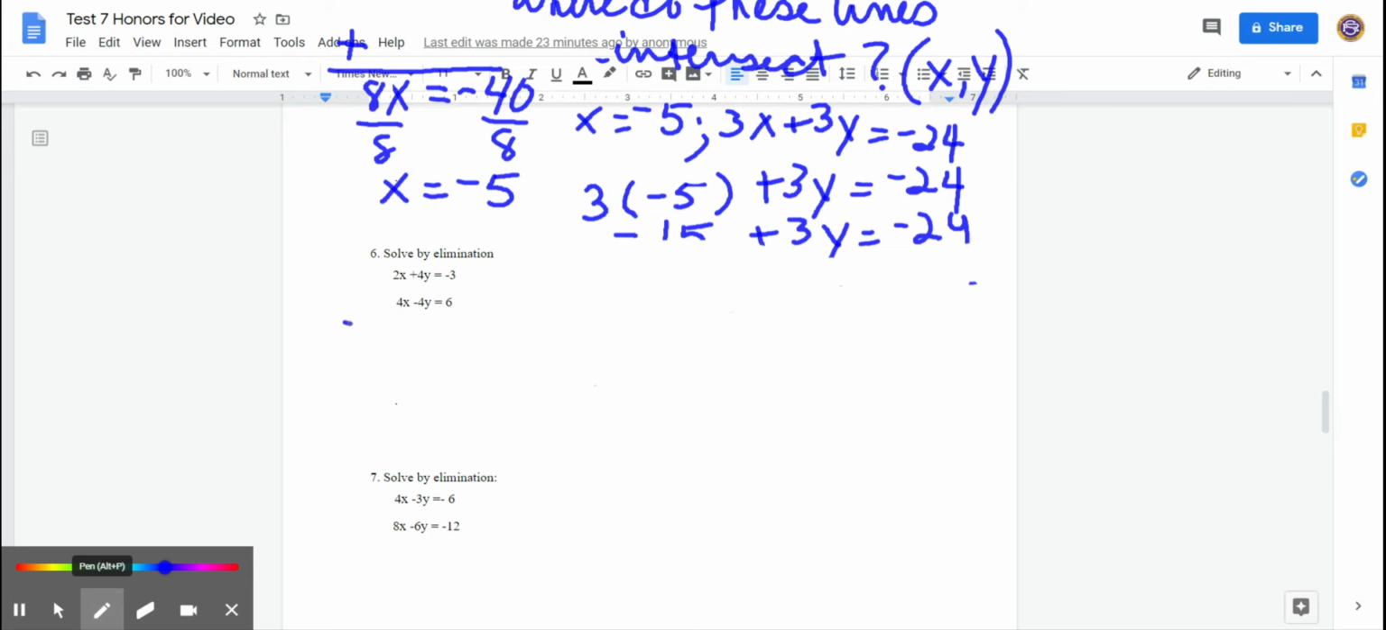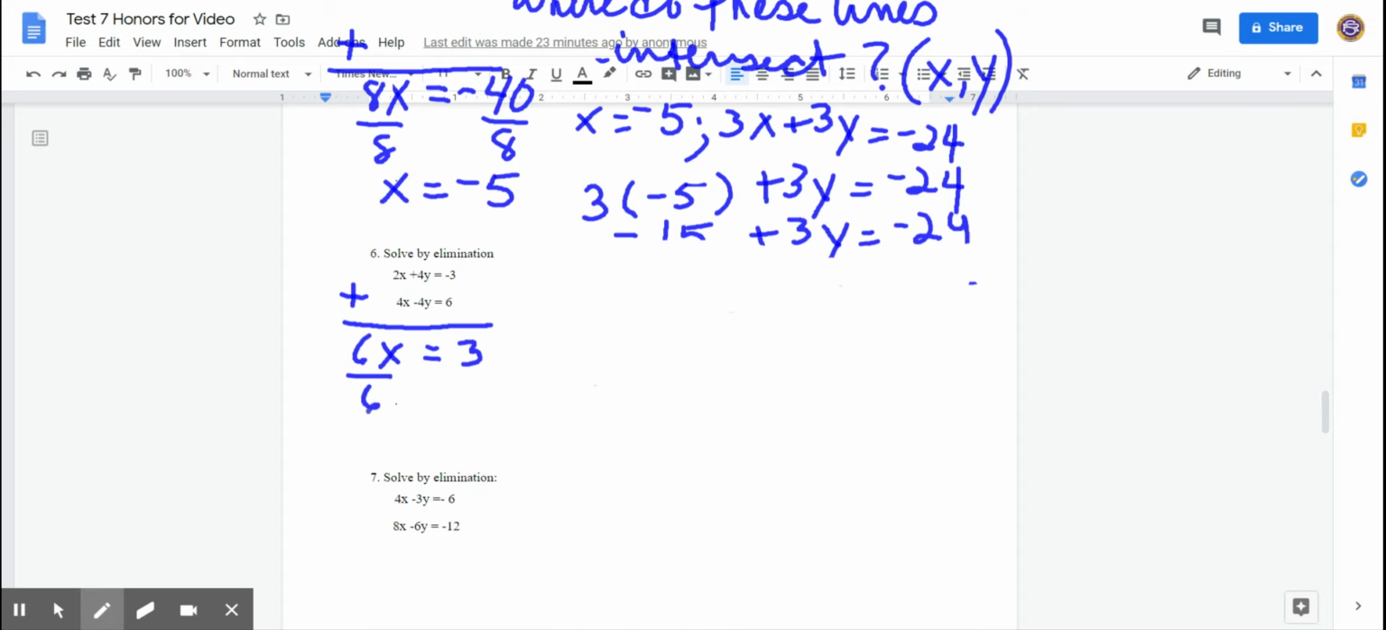So we can just add. We don't have to worry about anything. Those are going to cancel out. So 2x and 4x is 6x. And -3 and 6 is 3. Divide both sides by 6, and x equals 1/2.